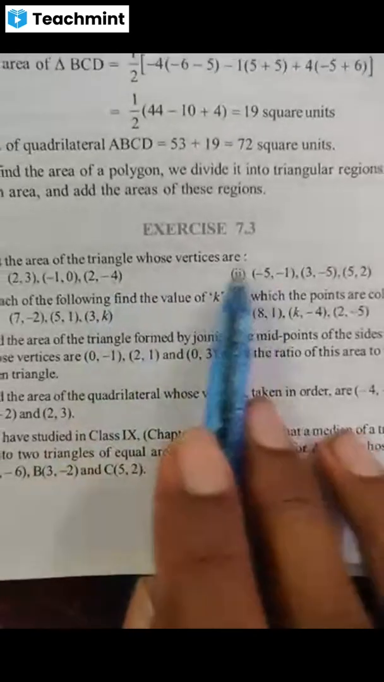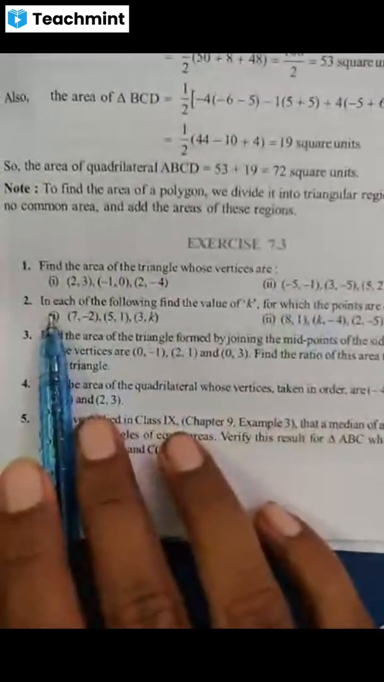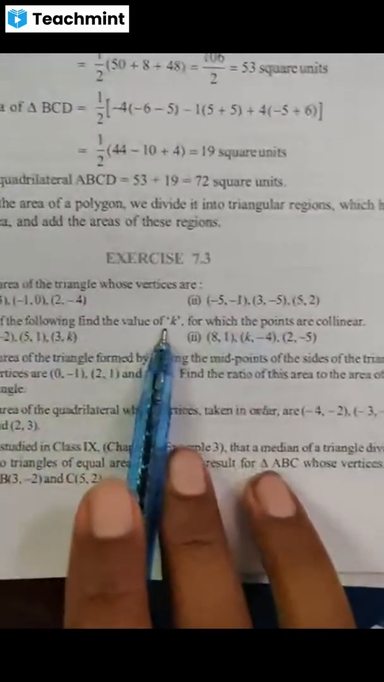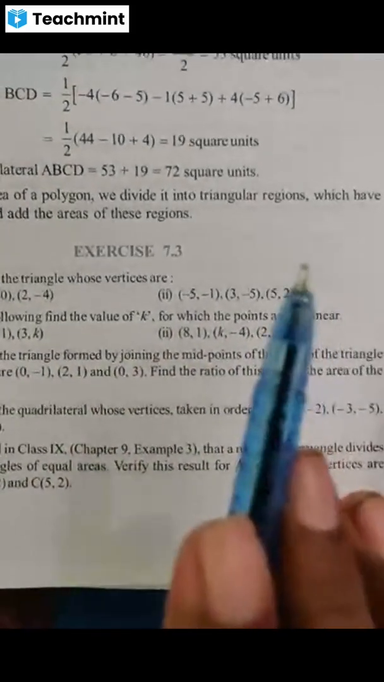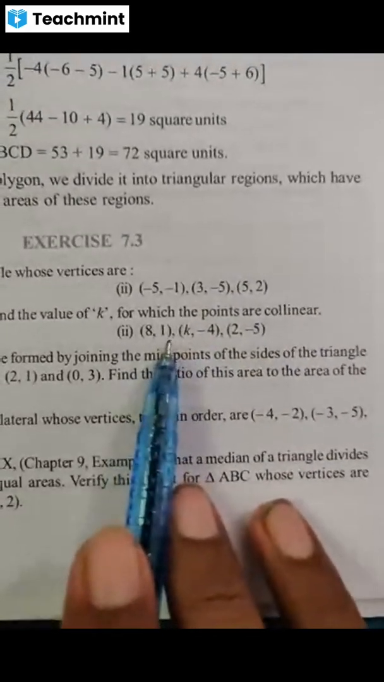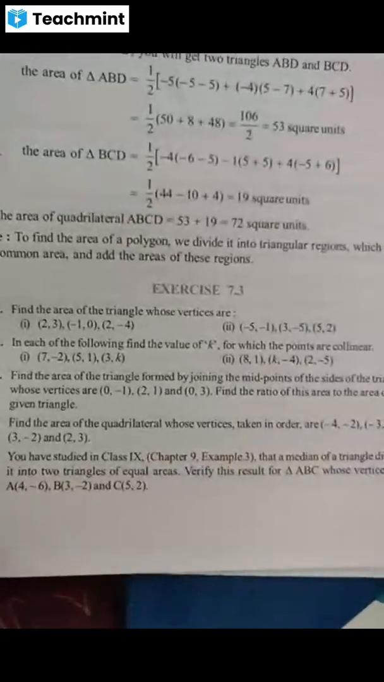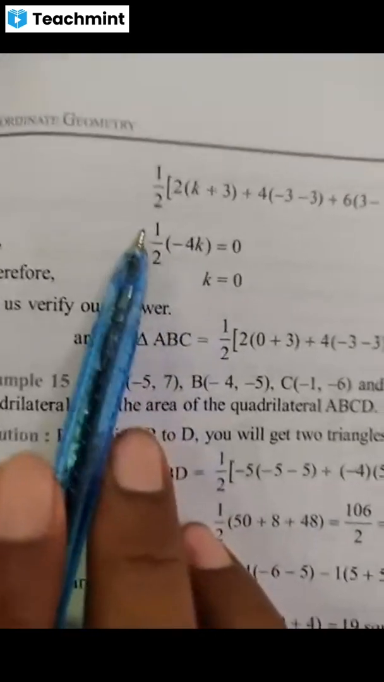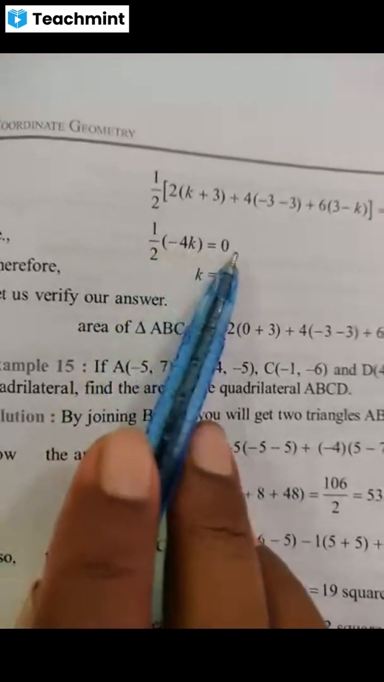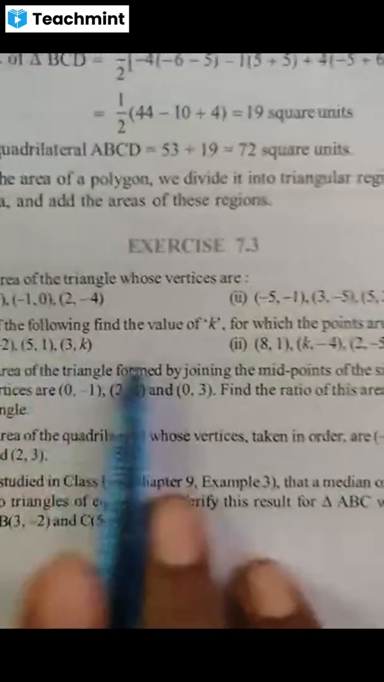First, the main questions, solve yourself. Okay, in each of the following, find the value of k for which the points are collinear. So I solved one already. I think I solved the worked example, I showed you already, right? So this one I already solved: 1 by 2 into bracket of minus 4k is equal to 0. Like that, you have to solve this one.